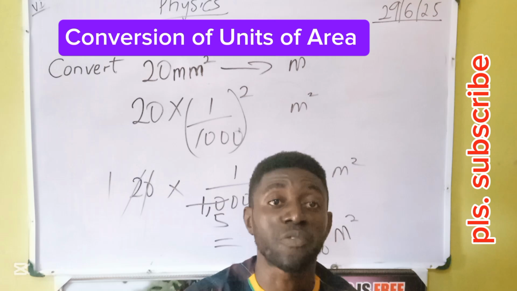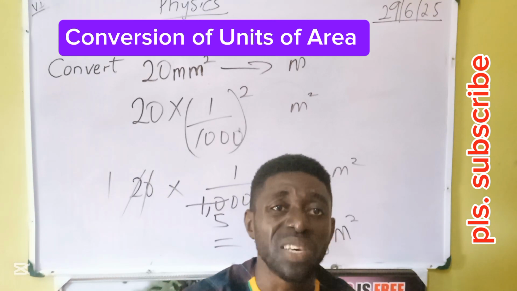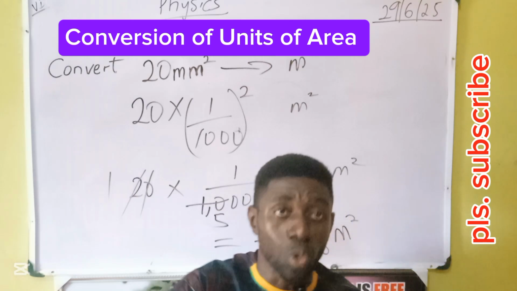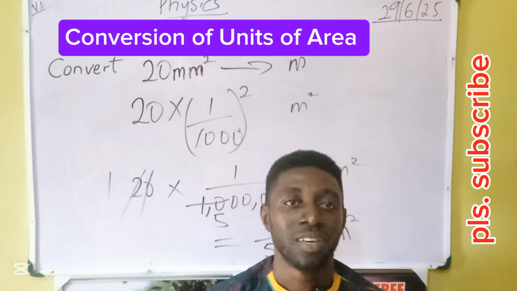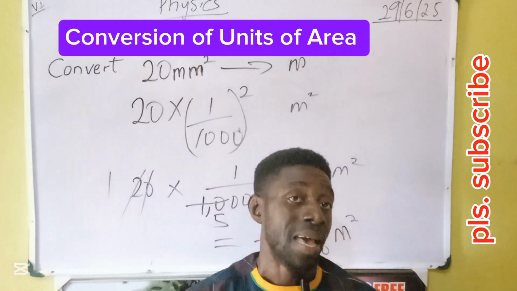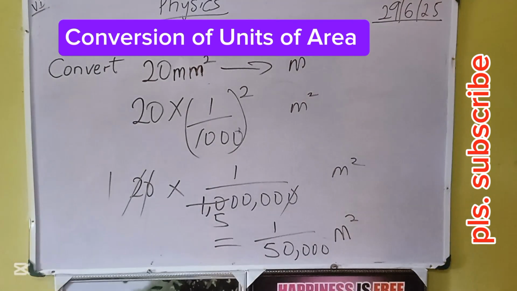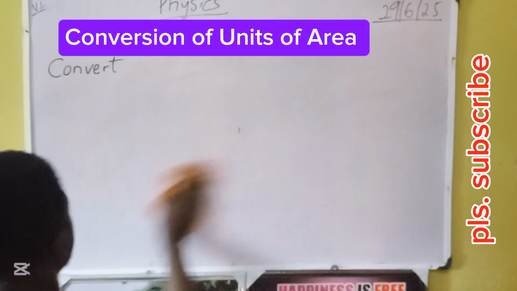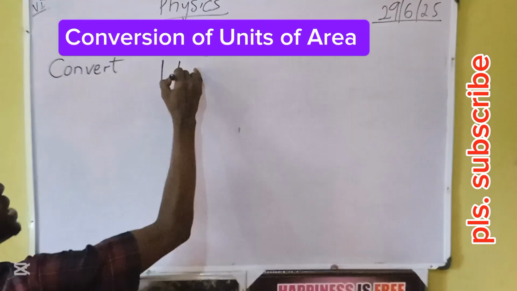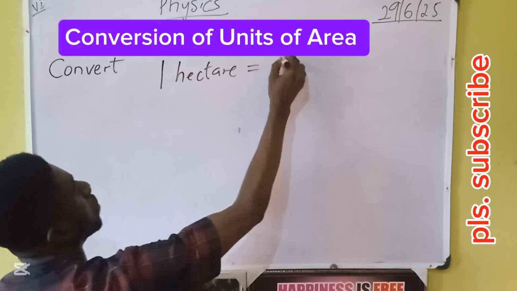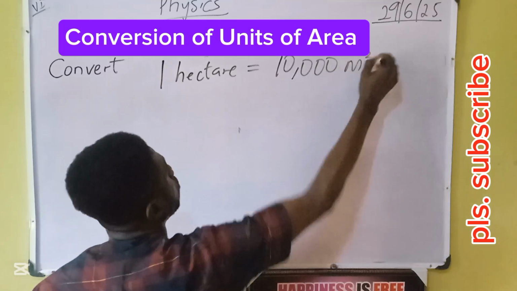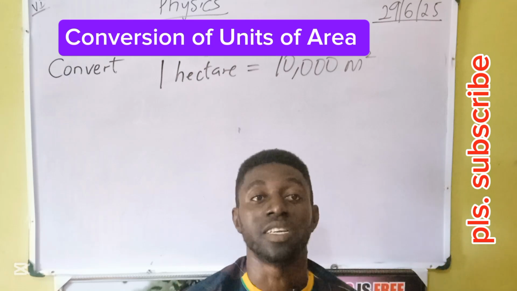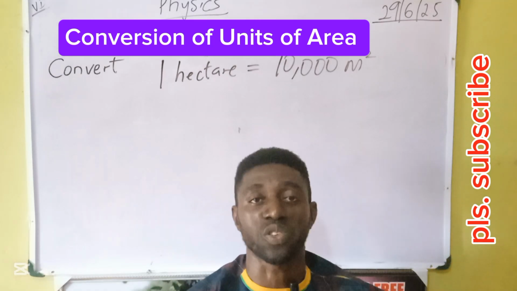Then there is this other unit of area called hectare that we see in real estate, hectares of land. It's also a measurement unit for area. Hectare. Okay. 1 hectare is 10,000 square meter. 1 hectare of land is 10,000 square meter or meter square.